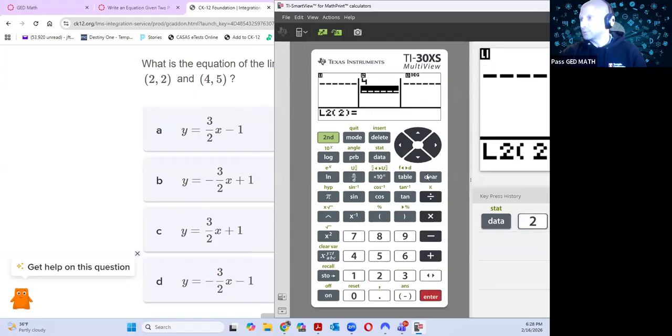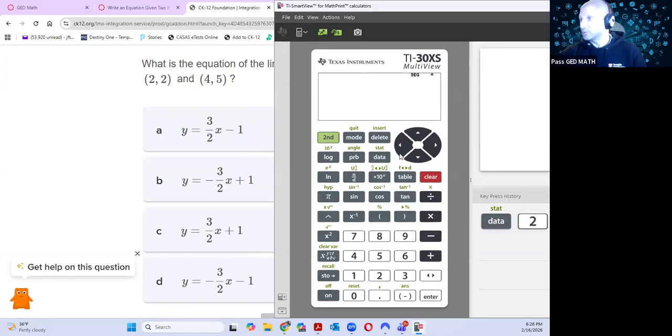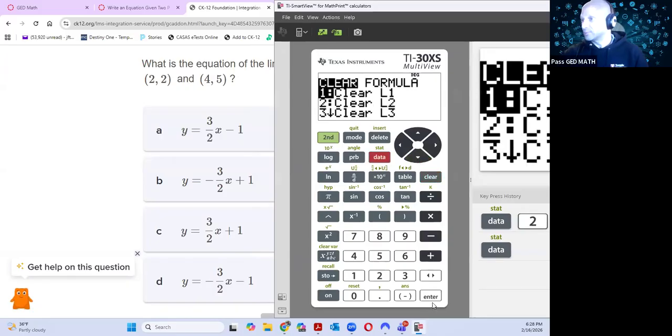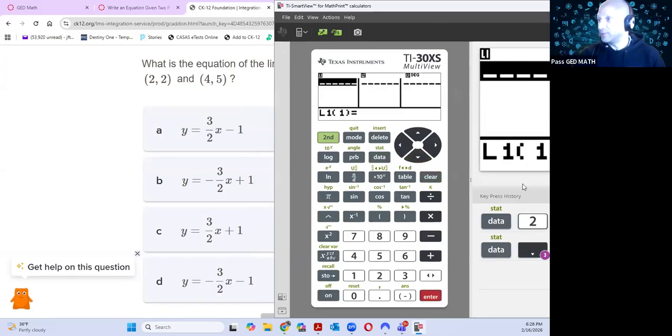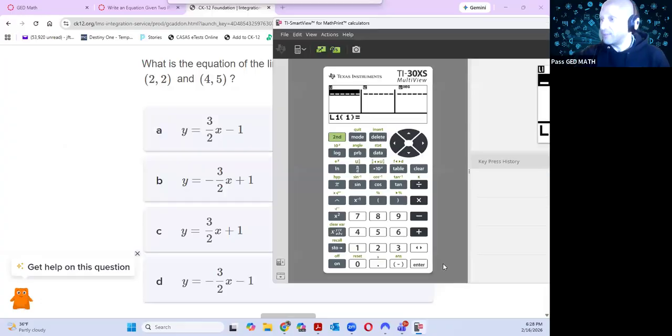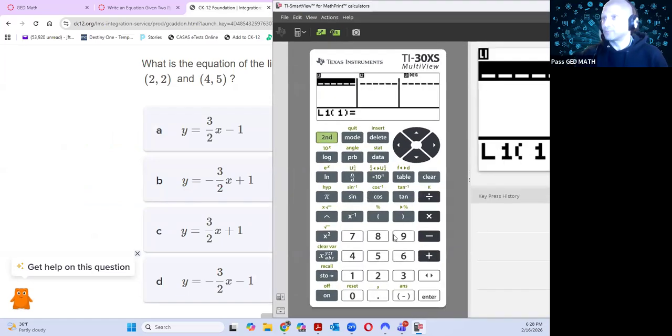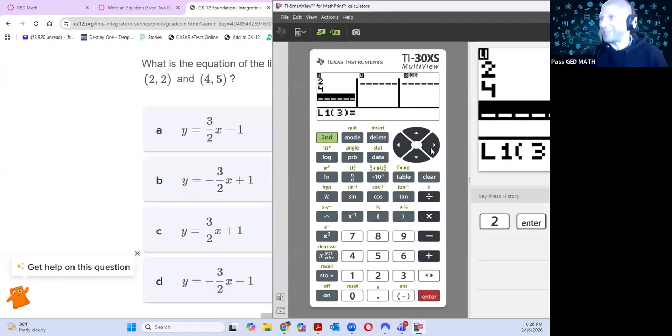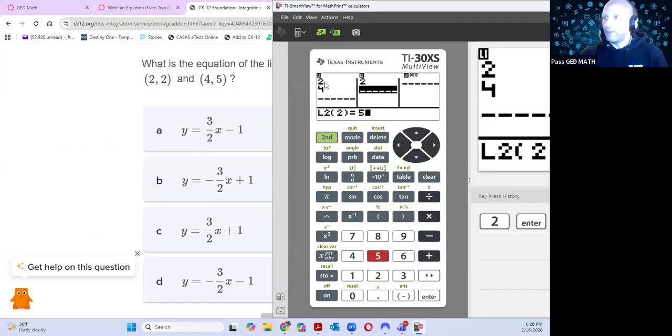Watch this. Data, 2, enter, 4, enter. Oops, let me clear everything out first. Hold on. It was already there, let me clear everything out. Let me make it nice and big so you can see it. Watch this. 2, enter, 4, enter. My x's go in the first column. 2, enter, 5, enter. My first point is 2, 2. My second point is 4, 5.